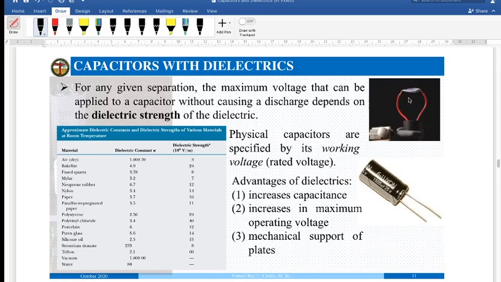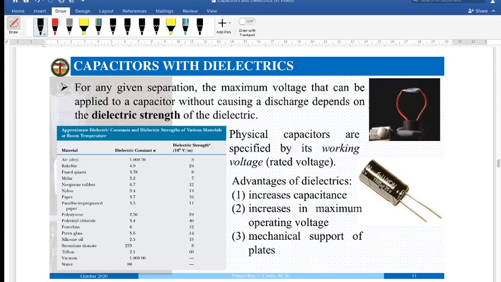Okay, so because of this, usually capacitors in the market are available with a working voltage or the rated voltage. So this working voltage is actually the maximum voltage you can apply to the capacitor so that your capacitor will not discharge. What this discharge means is your capacitor will now allow a flow of charges. So eventually, in that event, it will not store charges anymore, allowing a flow of charges. So that is causing a discharge.